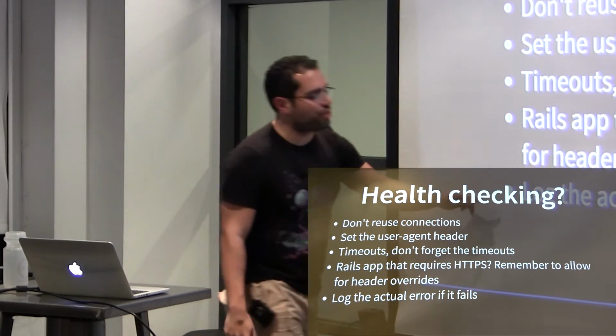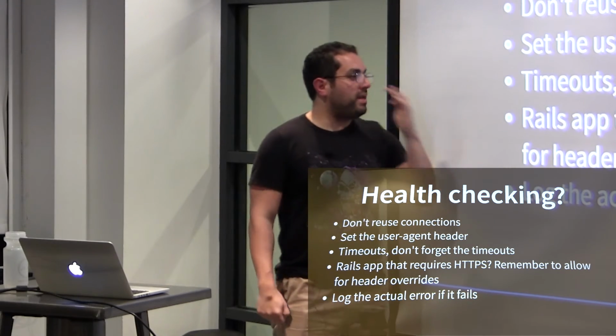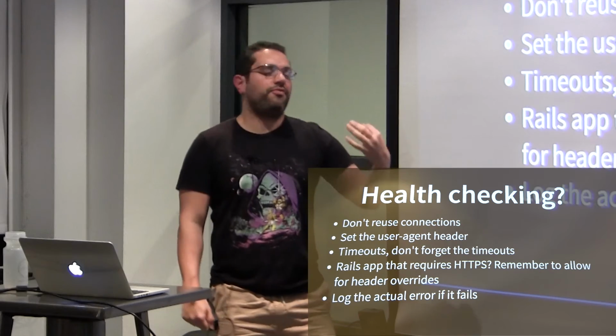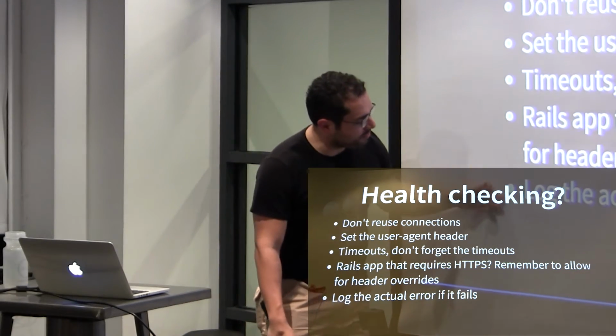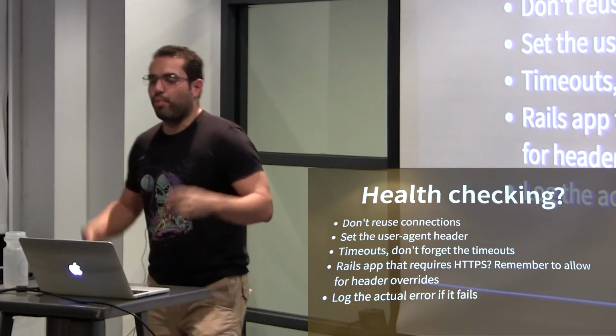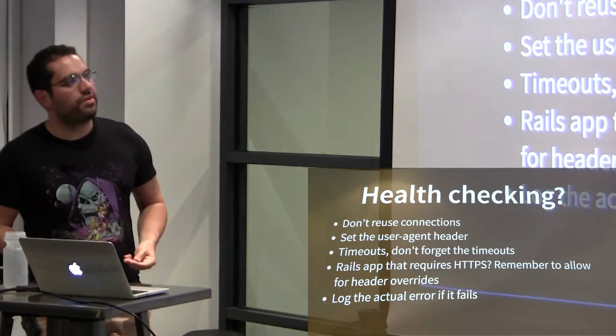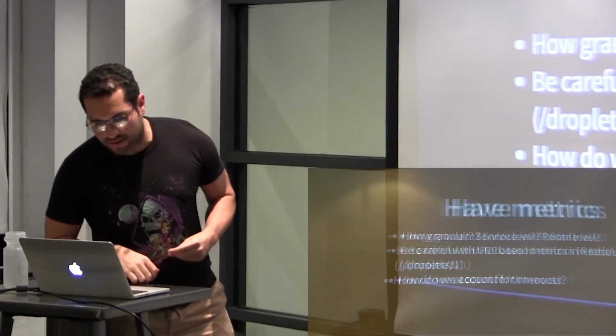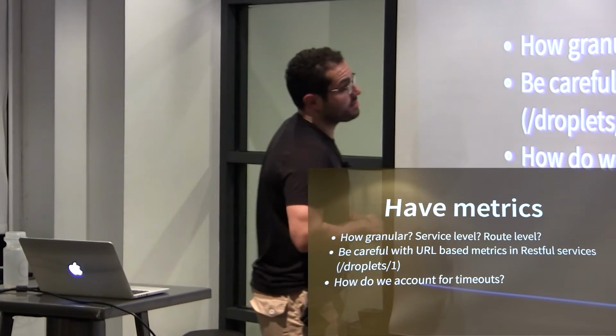And log the actual error. So when you send a request to a health check and it fails, make sure you log all the information, because people will want to look at this. People will want to understand how the service is failing, why it's not health checking. So make sure all of this is logged. Have metrics.